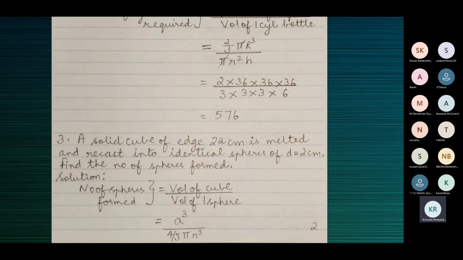You know the total volume is a cube. What is the volume of one sphere? 4 by 3 pi r cube. Divide these two, you will get the number of spheres.